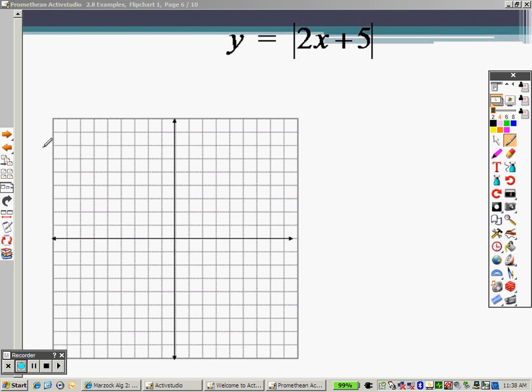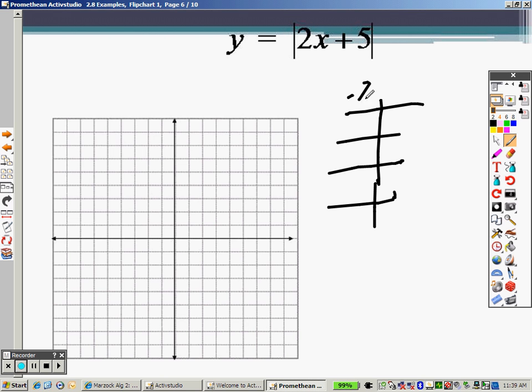Alright, so finishing up some absolute value graphs here. Same as before, just plug in the points that you want to use. I'm going to plug in my points -2, -1, 0, 1, and 2. 2 times -2, when I plug that in, I get -4, and -4 plus 5 is 1, and the absolute value of 1 is 1.